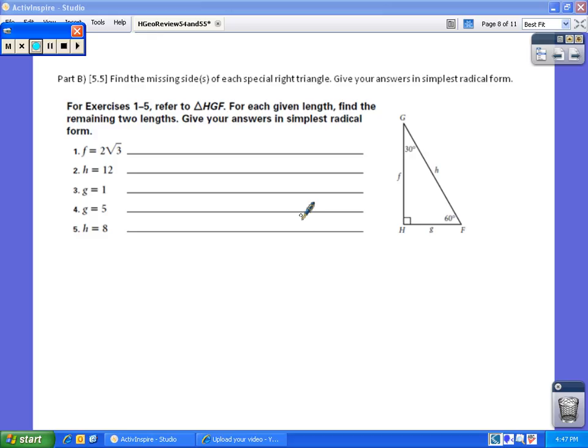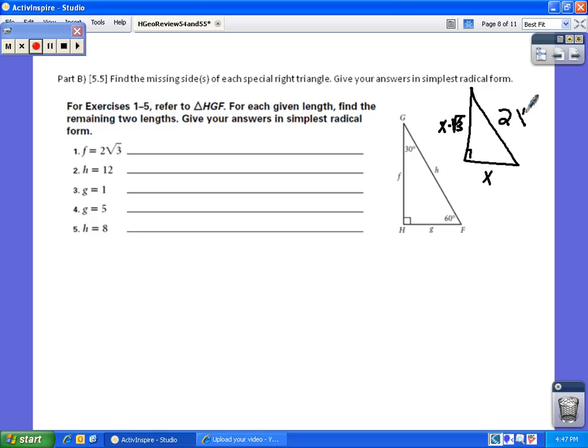You notice this is a special right triangle, a 30, 60, 90 triangle. So the general pattern is, the short leg is x, the longer leg is x times the square root of 3, and then the hypotenuse is 2 times x. And for number 2, just to make it a bit more fun, I changed the h to an f.